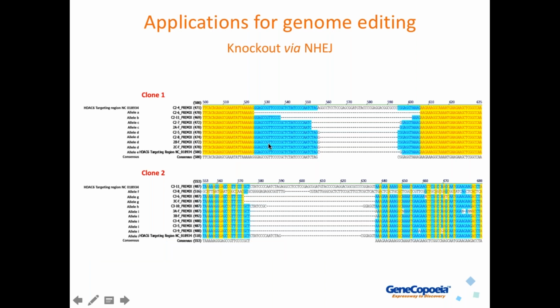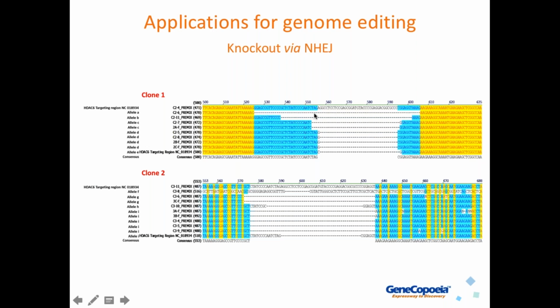All right, so let's talk about non-homologous end joining. This is essentially what it looks like. This is a result from a GeneCopoeia project that we did for a customer in a cell line, where the project was to knock out the HDAC6 gene, histone deacetylase 6 gene, in a cell line. This is the wild type sequence, and then we have a number of E. coli subclones, and I won't go into too much detail, but this cell line that we used actually has 5 copies of the HDAC6 gene.